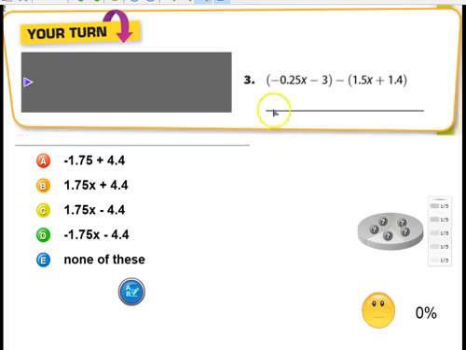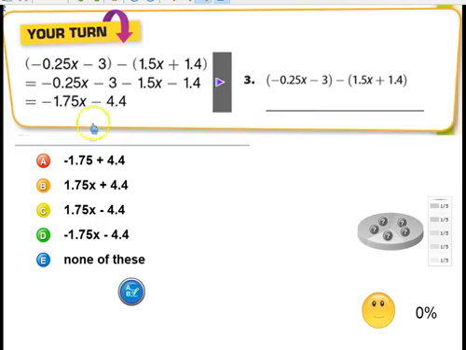Okay, pause it again. Work this problem out. 3, 2, 1. I hope you paused it. There's your answer. You drop the parentheses, and then you underline the variables, and then circle the constants.